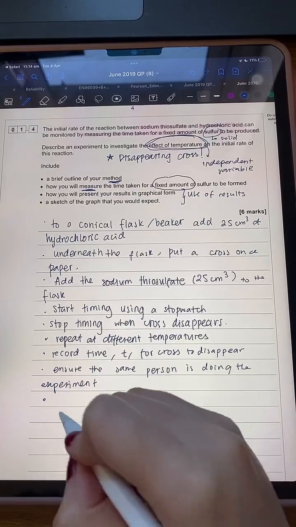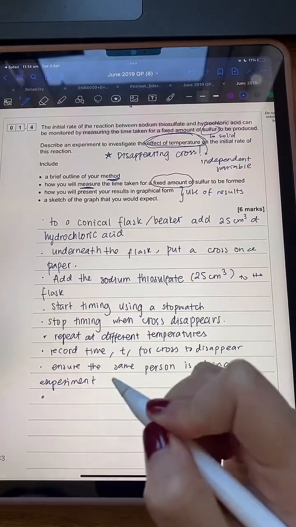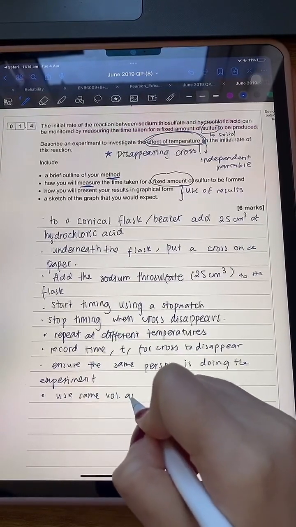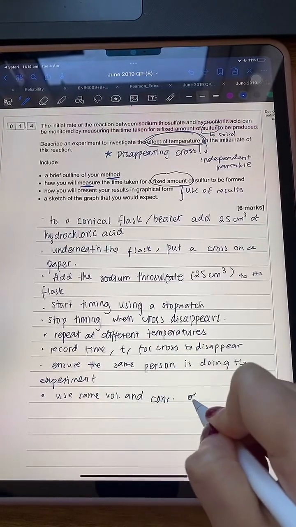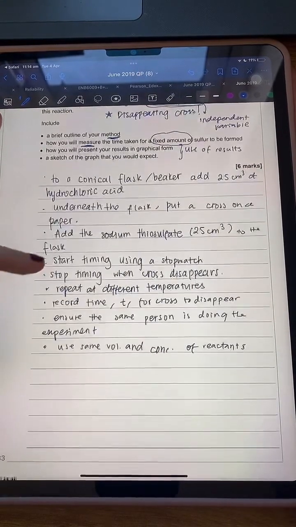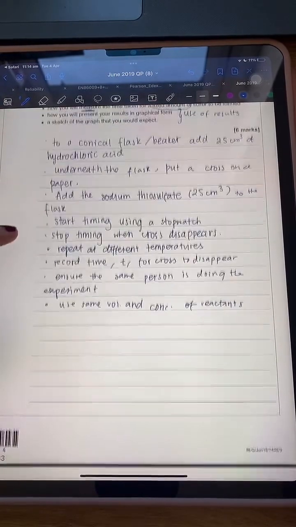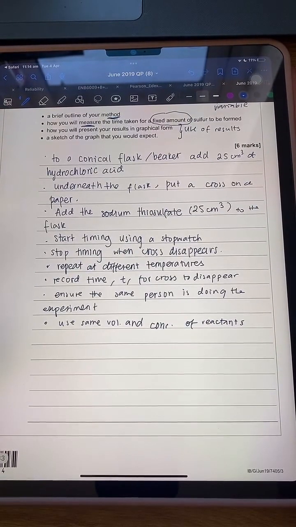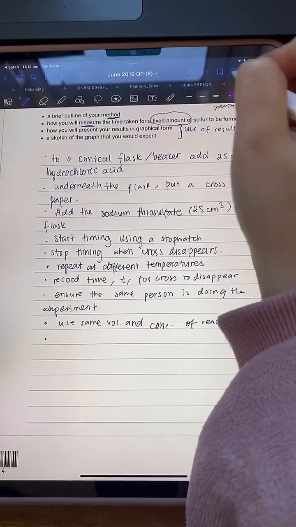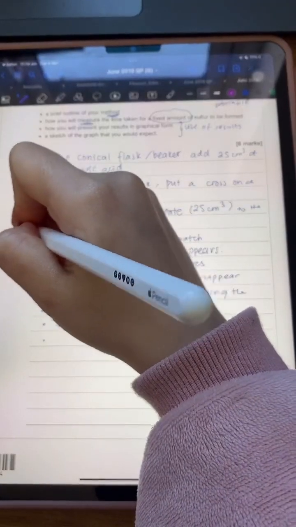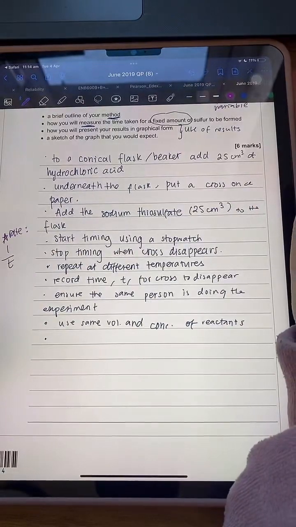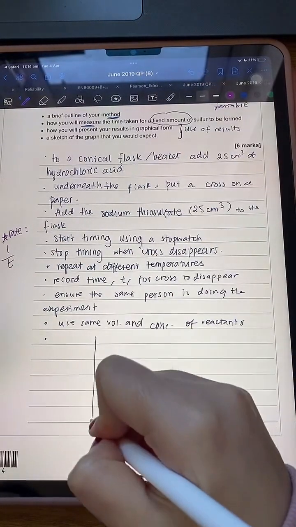Use same volume and concentration of reactants, again, to improve the reliability. And then the last step is to talk about the use of results. So rate, let me put this on the side. Rate is always 1 over the time. So you can then plot a graph of the rate, which is 1 over time, alongside the temperature.